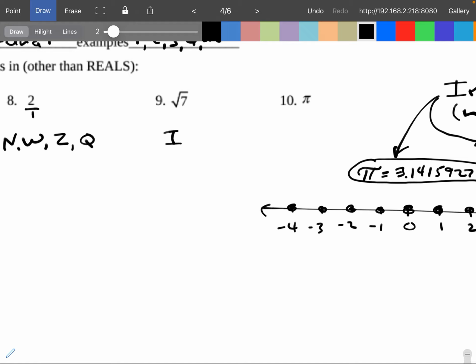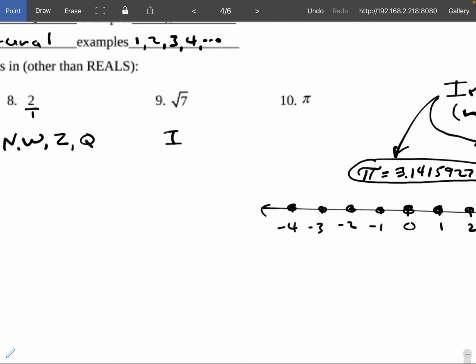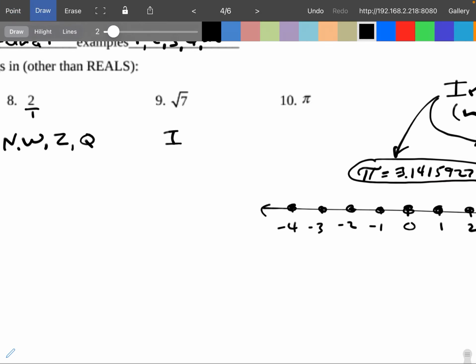What about pi? That's also I, right? I have the example sitting right there. Pi is right here. Pi is also an irrational. Remember, the irrationals are not fractions. Those are decimals that go on forever and they never repeat. So this one's also I. Does that make sense?